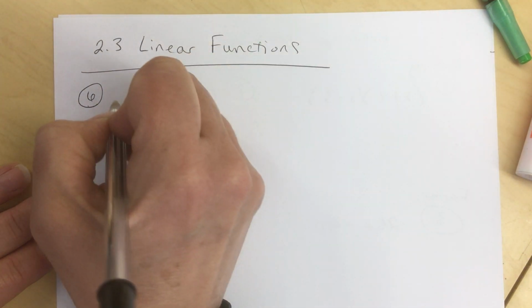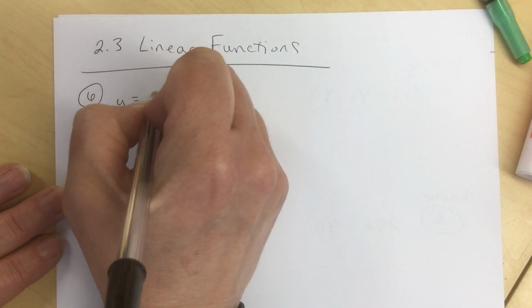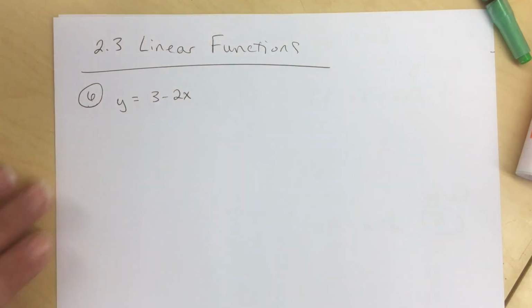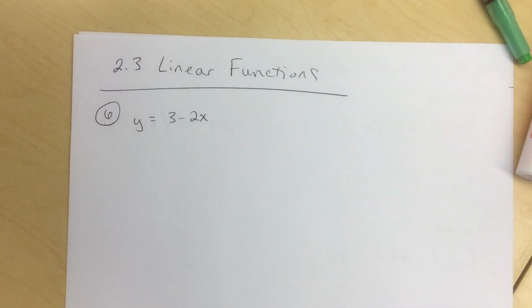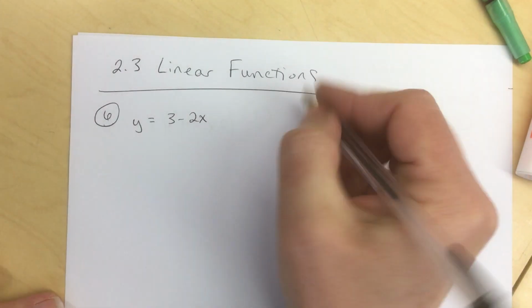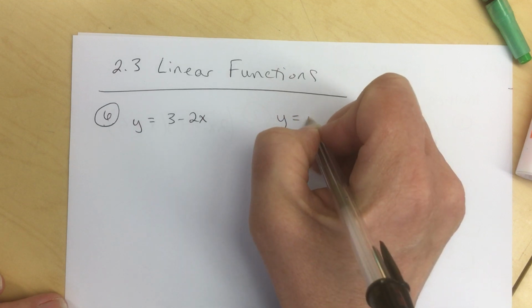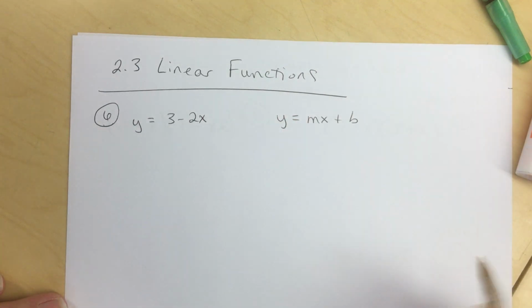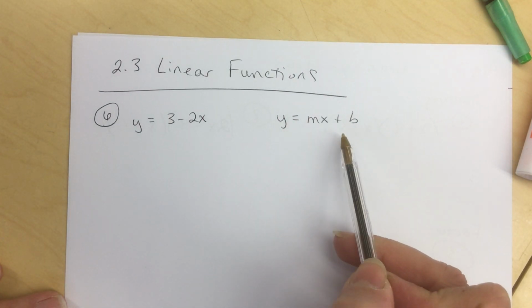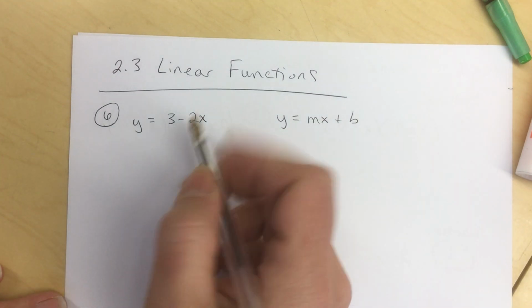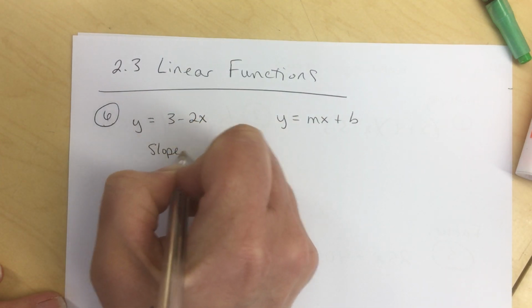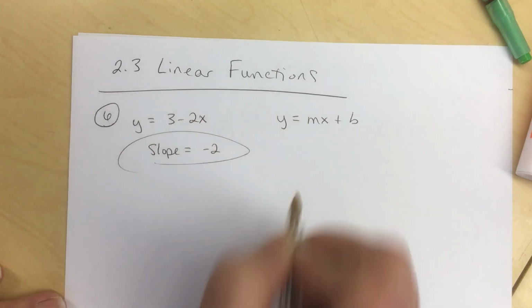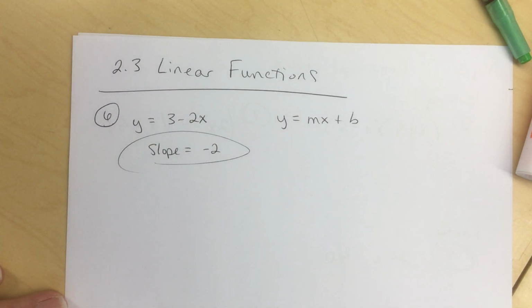It gives you the equation y is equal to 3 minus 2x. And the question is, what is the slope? So you have to remember y equals mx plus b gives you the slope by the x, and the b is the y-intercept. Therefore, the slope is -2. Okay, so this unit, this section, is a review of some pretty basic lines.